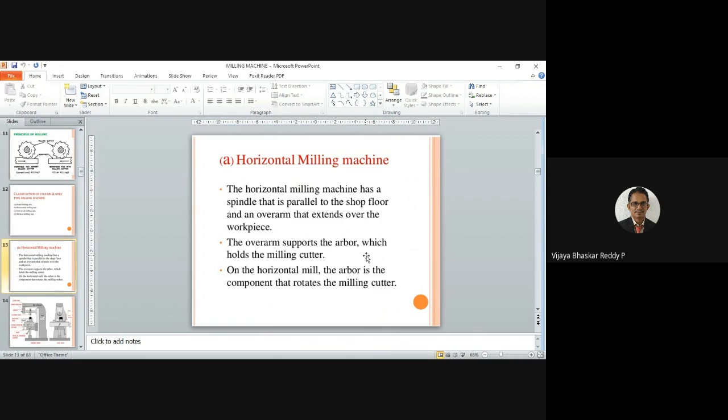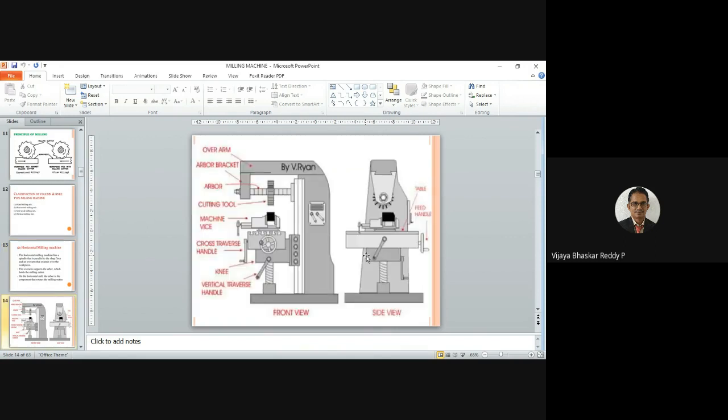The arbor is just like a spindle and rotates continuously, but the workpiece is kept on the table. This is a schematic diagram you can use to identify it, showing the front view and side view of the horizontal milling machine. Here you can see the overarm and the arbor bracket. The spindle, called the arbor, holds the milling tool, which we can call the cutting tool.